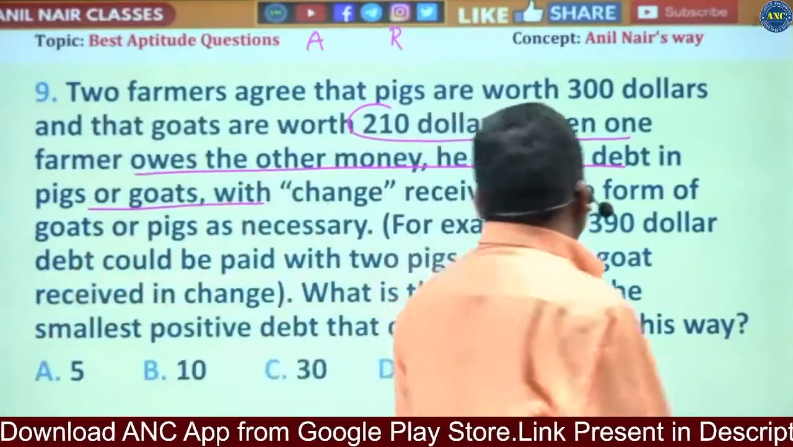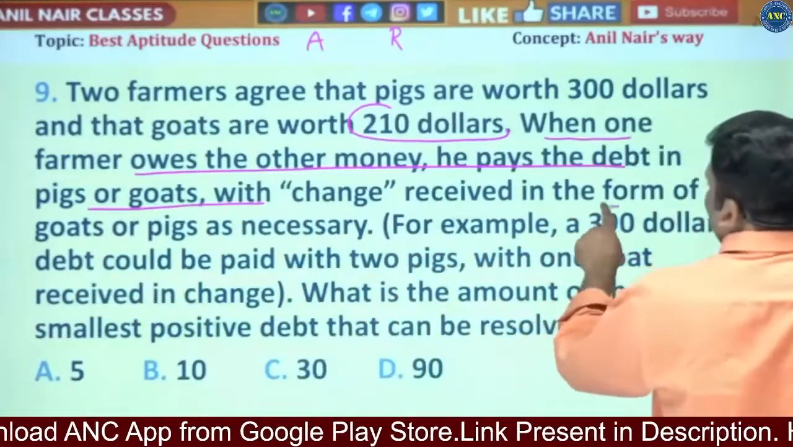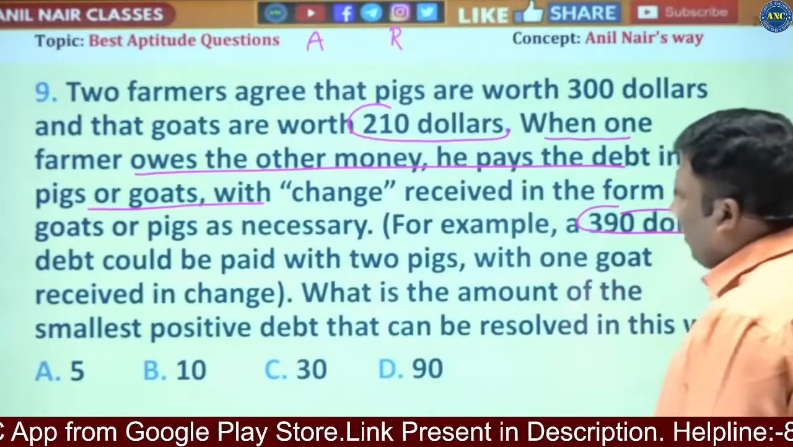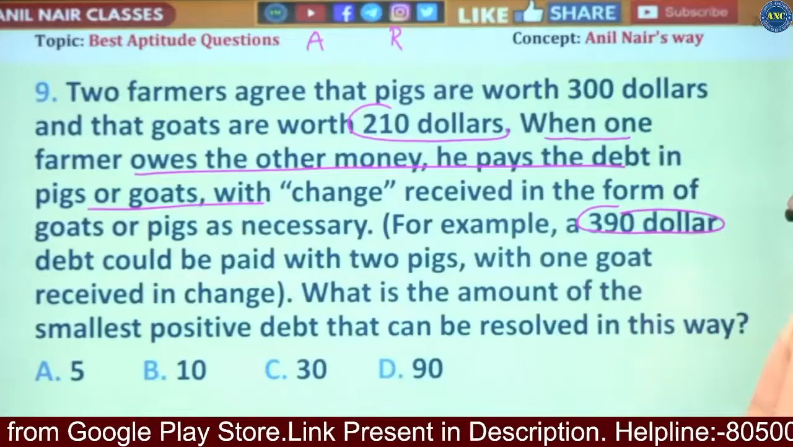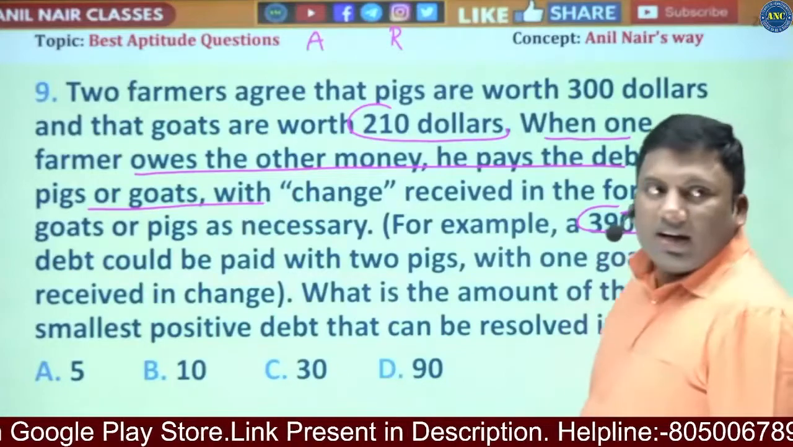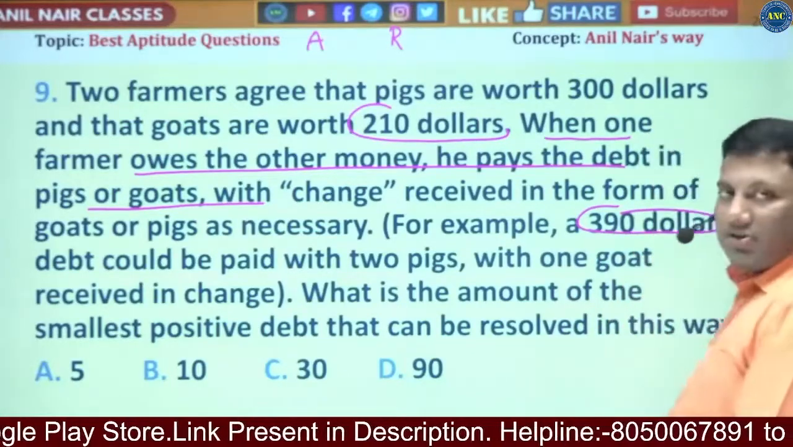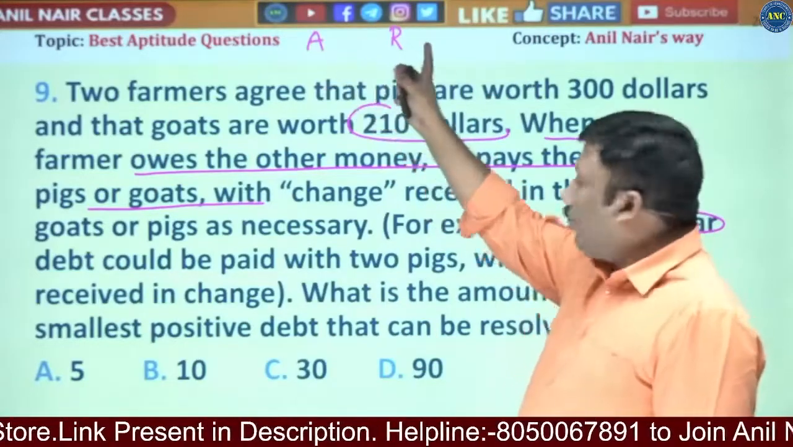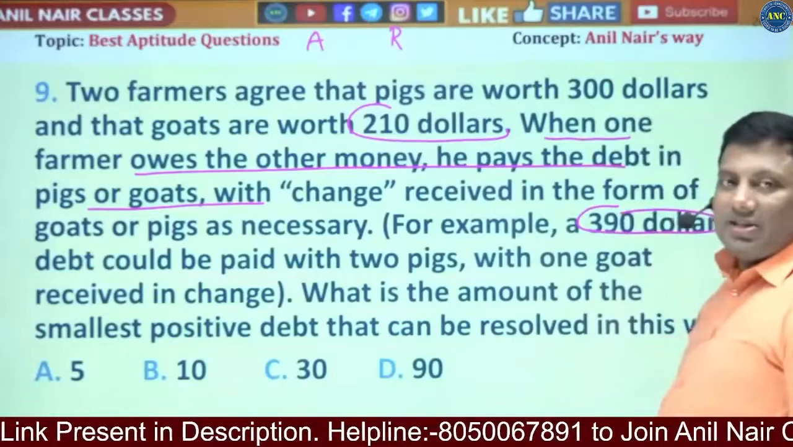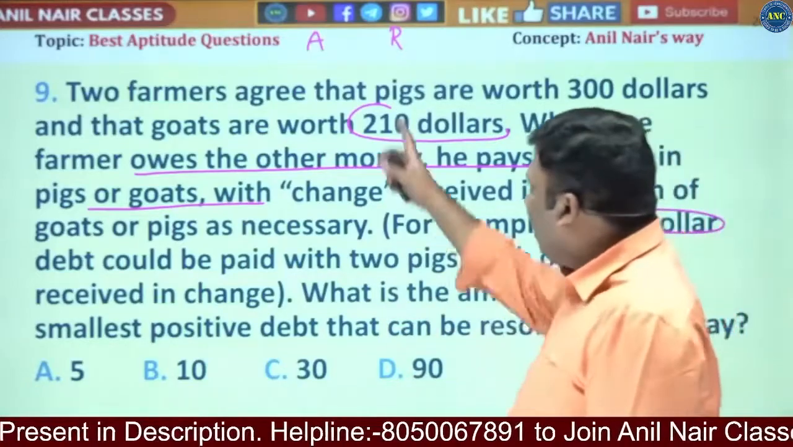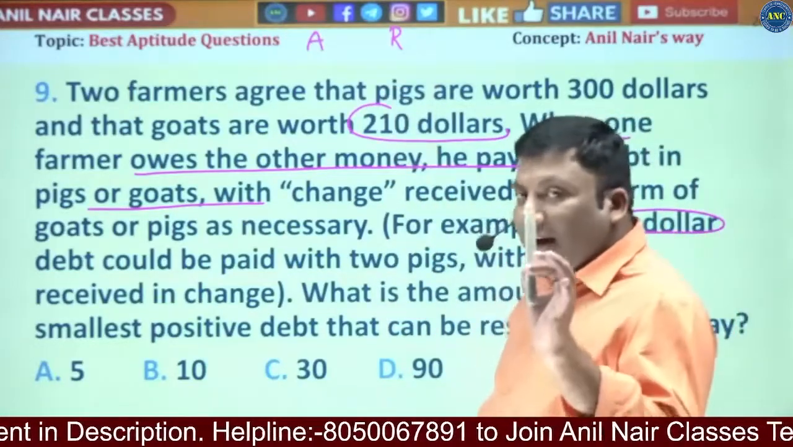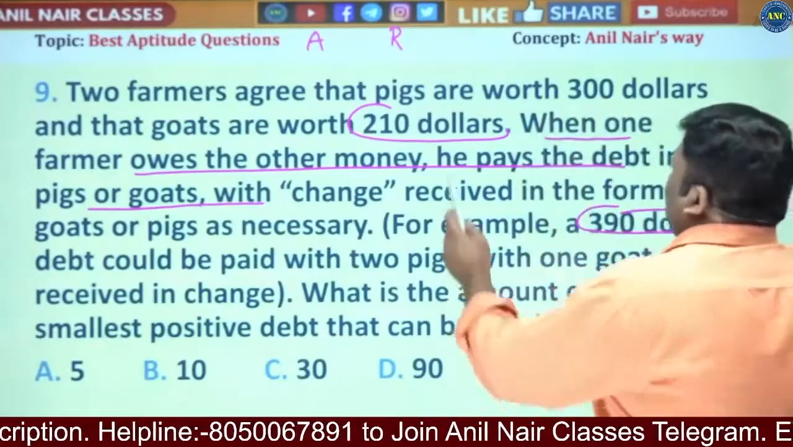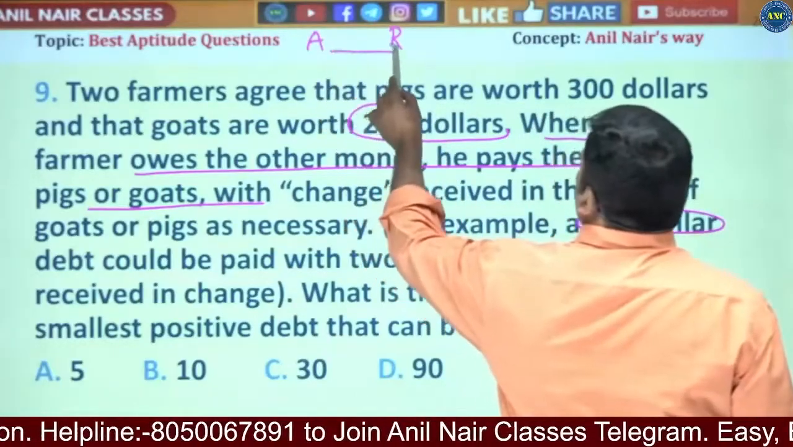One more example is given. For example, a $390 debt could be paid with 2 pigs and with 1 goat received in change. Suppose Anil has to give Reshma $390. Currency is in the form of a pig as well as a goat. So he gives Reshma 2 pigs.